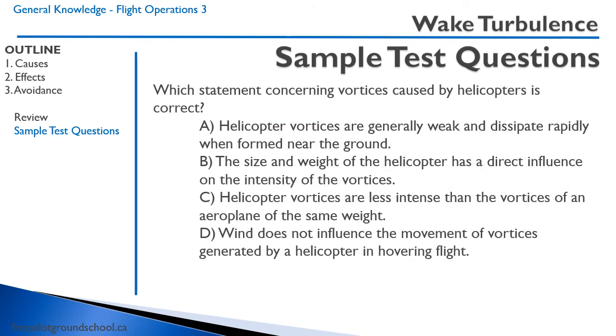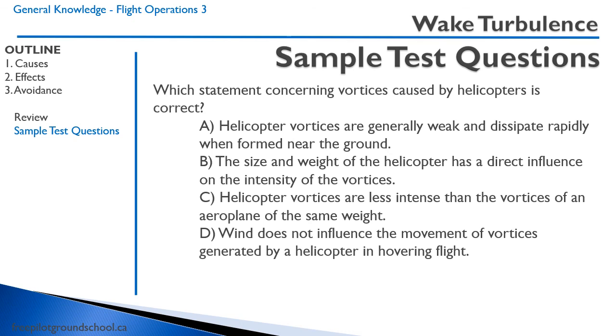Which statement concerning vortices caused by helicopters is correct? A, helicopter vortices are generally weak and dissipate rapidly when formed close to the ground. No, helicopter vortices are not weak. They're not any weaker than in an airplane. The size and weight of the helicopter has a direct influence on the intensity of the vortices. Well, I think that would be correct. That's the same as an airplane.